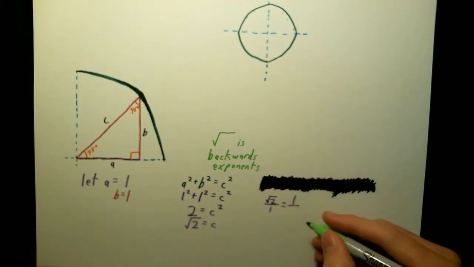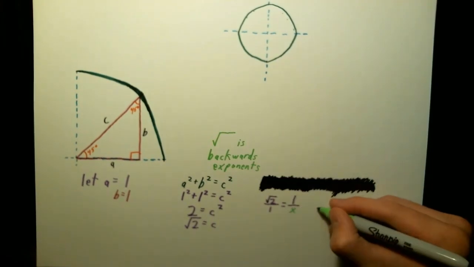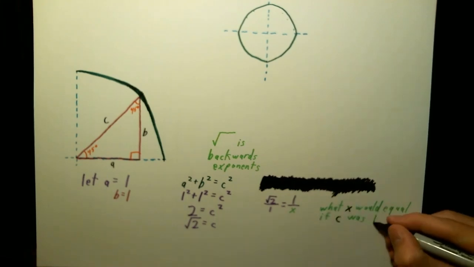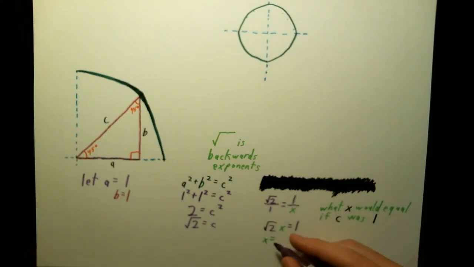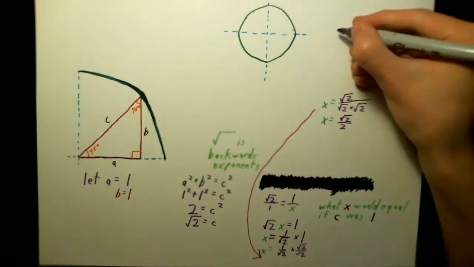Let a equal 1. b is equal to 1. A squared plus b squared equals c squared. 1 squared plus 1 squared equals c squared. 2 equals c squared. Radical 2 equals c. What a would equal if c was 1. Real is to 1 as 1 is to a.